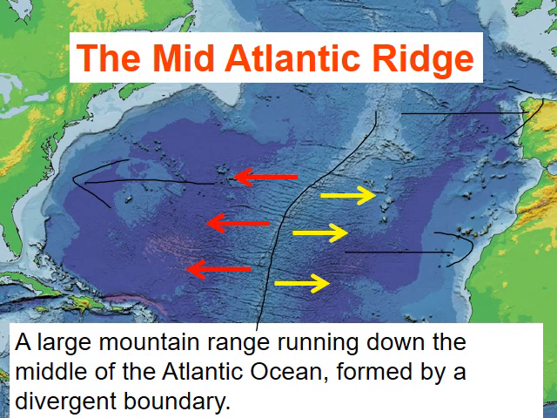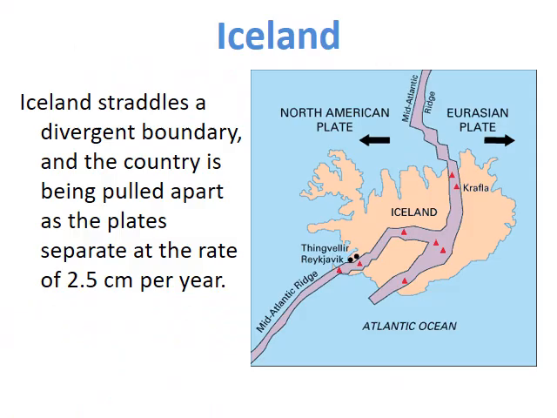What we end up with is a huge underwater mountain range in the middle of the Atlantic Ocean, and that is called the Mid-Atlantic Ridge. It's some of the largest mountains on our planet, but we don't see them because they're so far underwater. Iceland is a very interesting case study because Iceland sits right there on that divergent boundary.